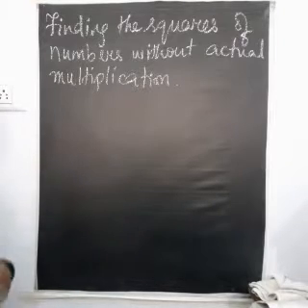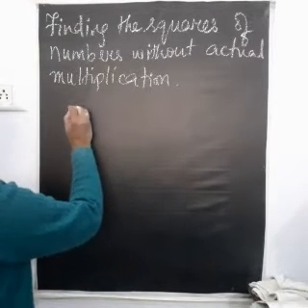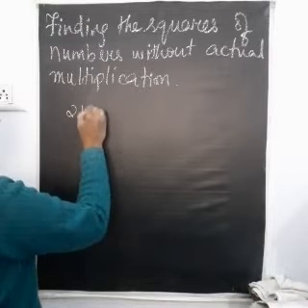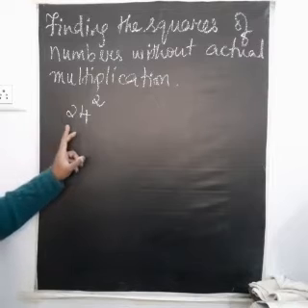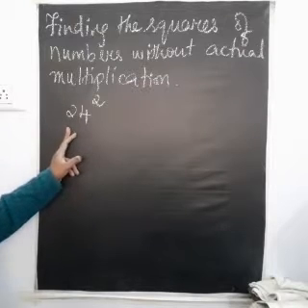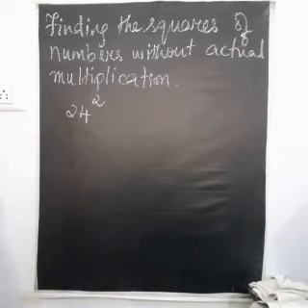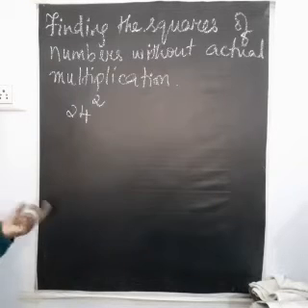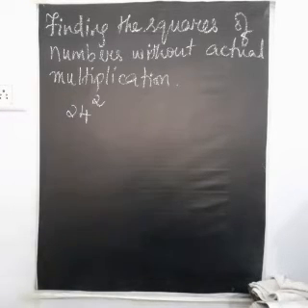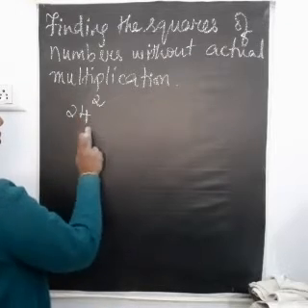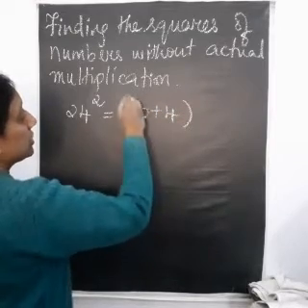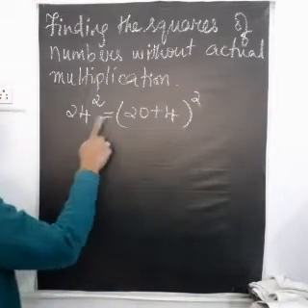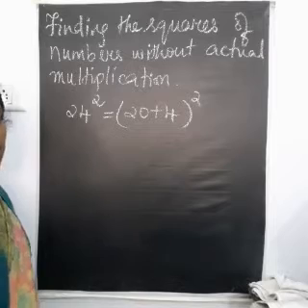Let us take for example, supposing we have a number 24 squared. What we can do is multiply 24 into 24 and we will get the square of 24. But here I am going to find the square without actual multiplication. So this 24 I am going to rewrite as 20 plus 4 whole square.